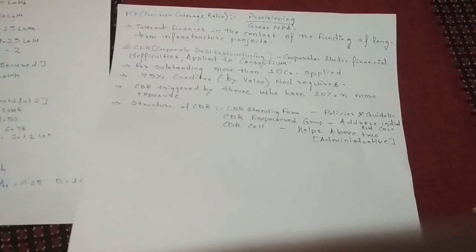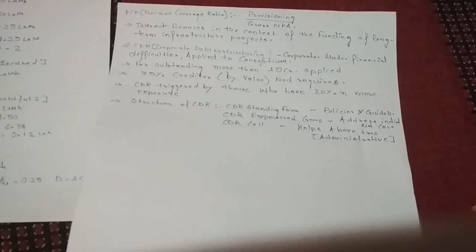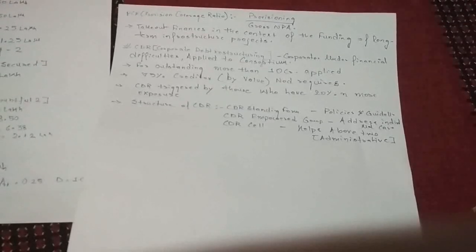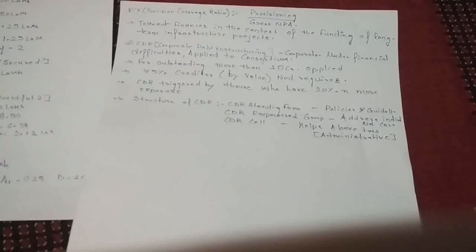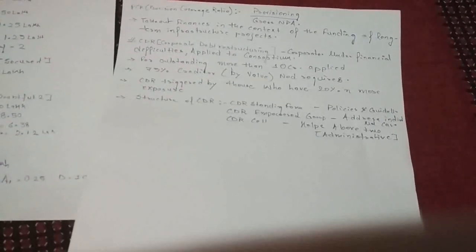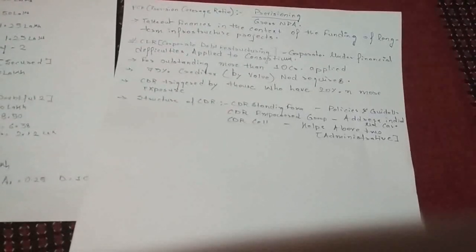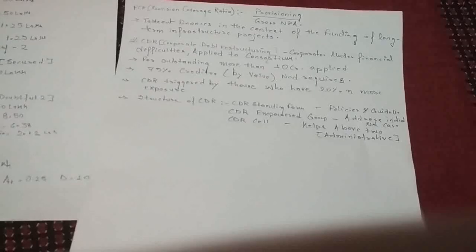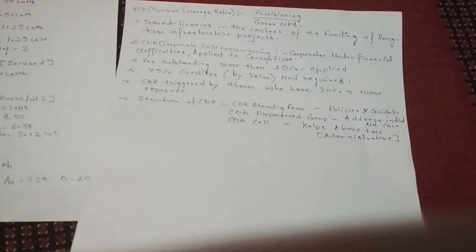What is the eligibility or the requirement? The consent of 75% of creditors by value is required before CDR can be applied. Like in the recent Jet Airways case, I think that's not a consortium, because I think only SBI was involved in that case. So CDR was not applied, but the nod of the creditors is required. CDR is triggered by those who have 20% and more exposure.